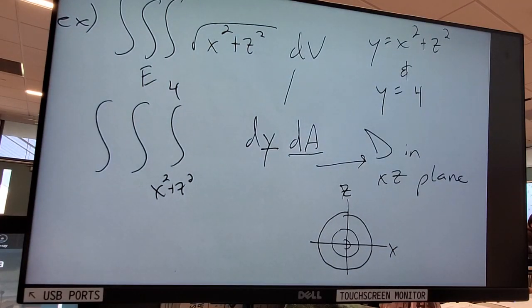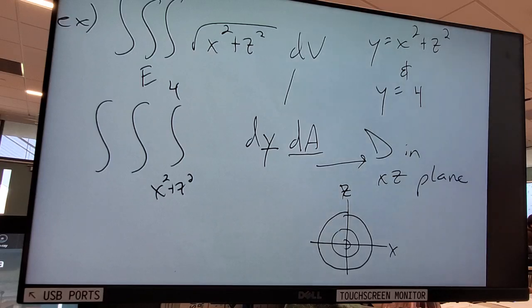Now, on a test, where I deem it helpful, I will give you a 3-dimensional graph. On the homework, you can certainly graph this. And again, it's this cylinder.